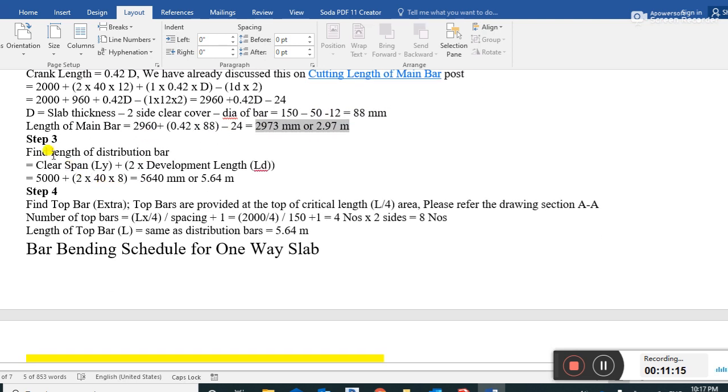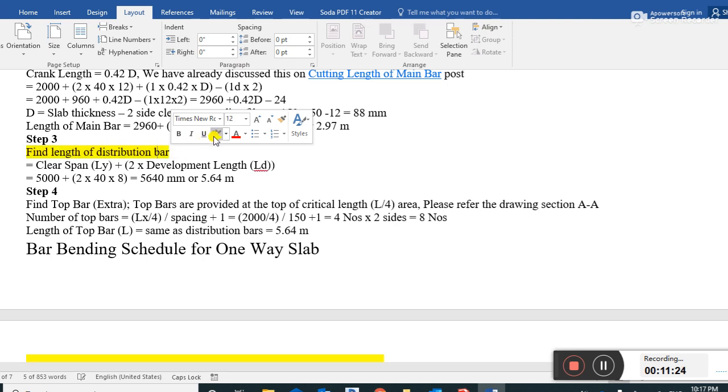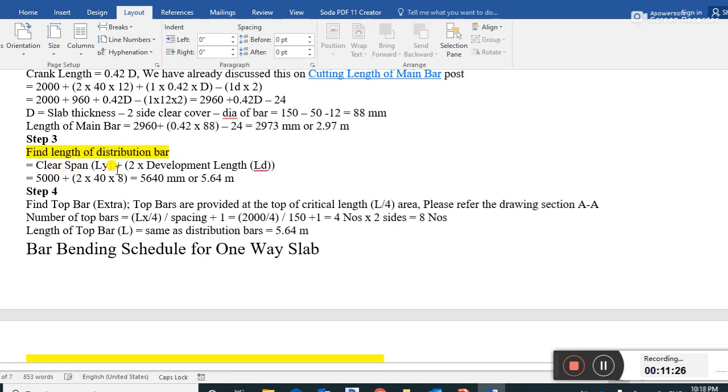This is step 3, find the length of distribution bar. Distribution bar formula: clear span Ly plus 2 times development length LD is equal to 5000 plus 2 times 4 into 8, that is equal to 5.64 meters, the distribution bar length.